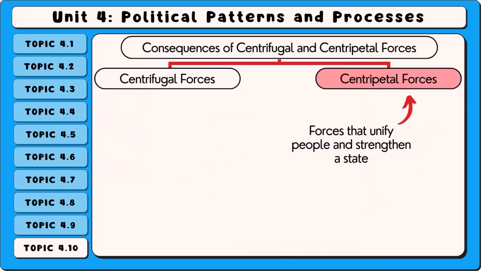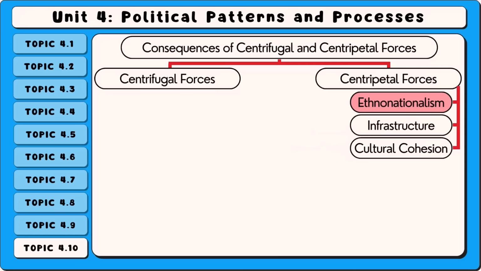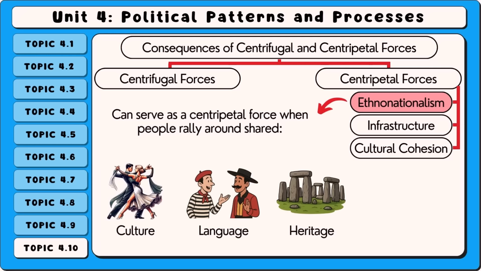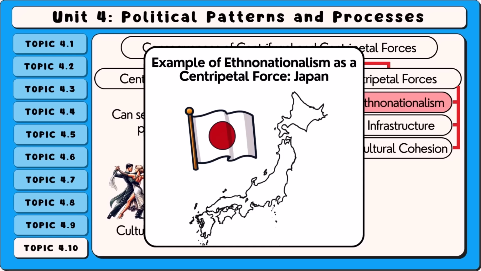Now let's look at centripetal forces, which unify people and strengthen a state. The first consequence is ethno-nationalism. While some forms of ethno-nationalism can be divisive, it can also serve as a centripetal force when people rally around a shared culture, language, or heritage in support of the state. In Japan, a strong sense of cultural identity has helped maintain political stability and loyalty to the state.